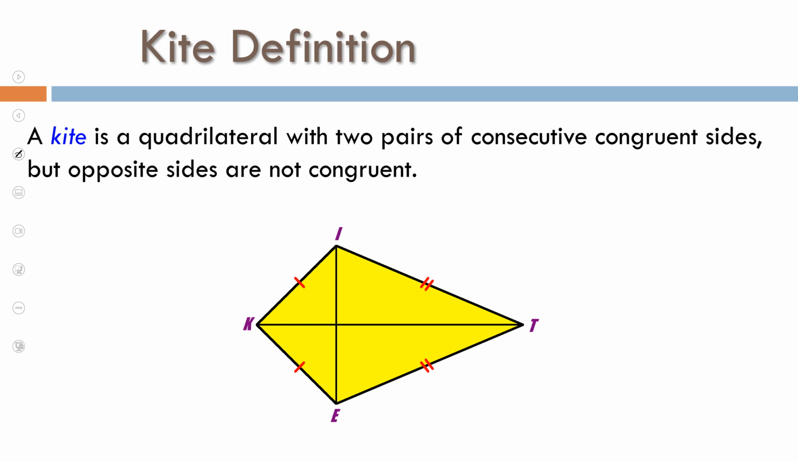So we've established that that's not a parallelogram, which means it can't be a rhombus, a rectangle, or a square. Can it be a trapezoid? Nope. So a kite is that weird shape all by itself.